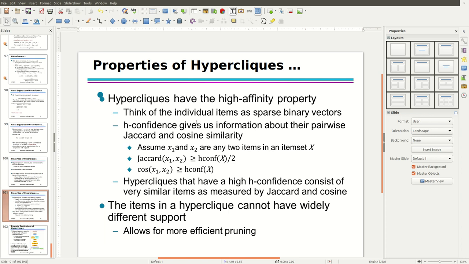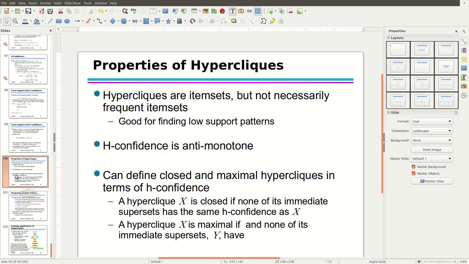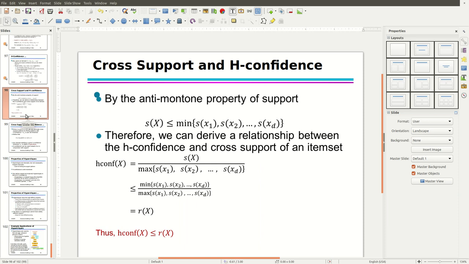Think of the individual items as sparse binary vectors. We have item sets, but not necessarily frequent item sets. So we have low support patterns that we are looking for. But when we are looking for these low support patterns, we don't want to get lost in this big mess, when we have items that are really a lot, and when you put in the numbers, it actually diminishes.